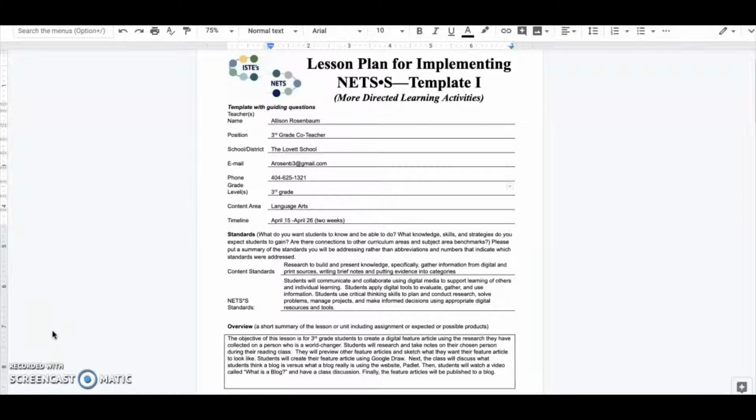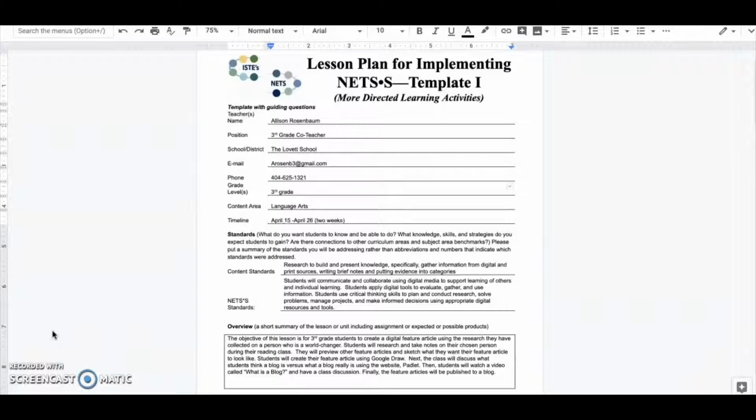This is a third grade lesson spanning 2 weeks in April. The objective of this lesson is for students to create a digital feature article using collected research on a person who is a world changer.